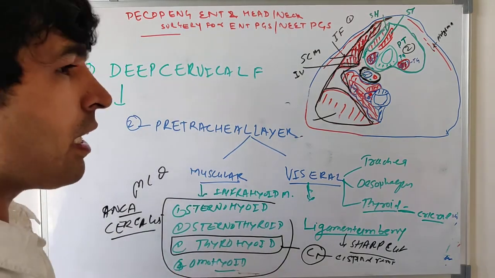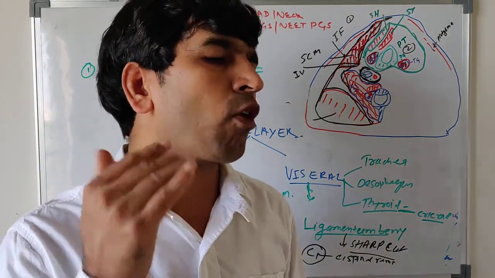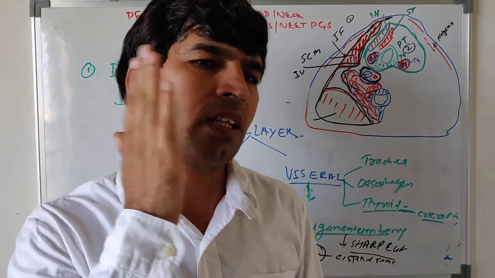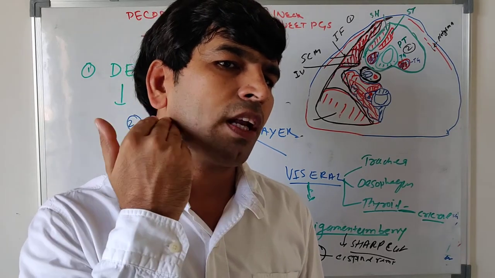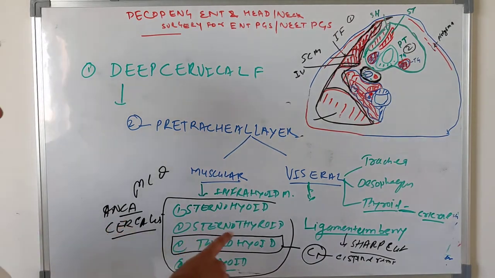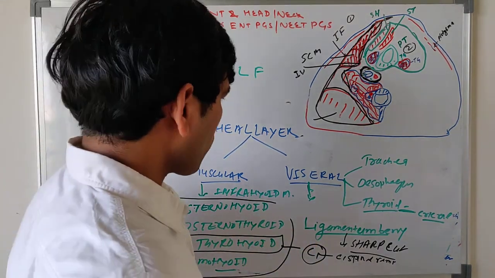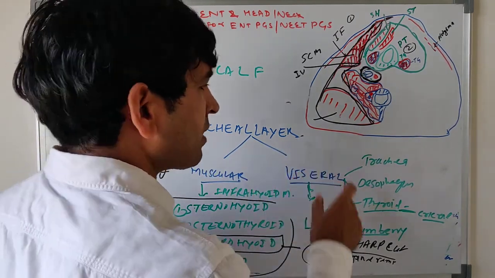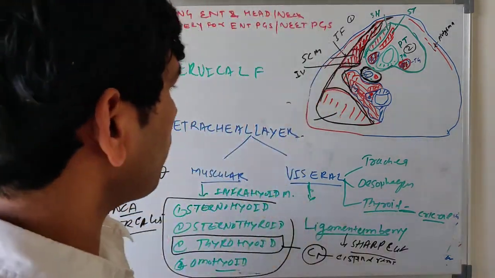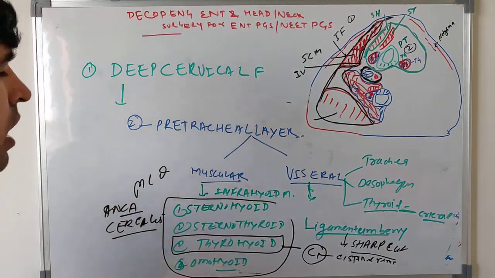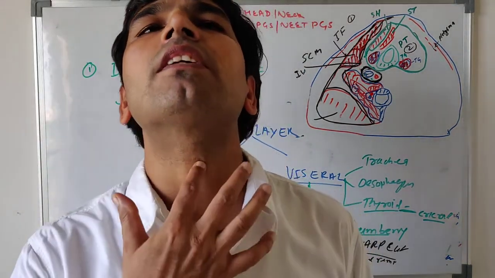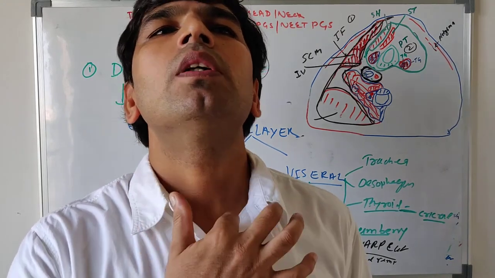Okay. Now, the pretracheal fascia extends above the hyoid as the buccopharyngeal fascia outside the pharynx. This pharynx is covered on the outside by buccopharyngeal fascia, then muscle, pharyngobasilar fascia, and mucosa. So this pretracheal layer extends as buccopharyngeal fascia, which also covers the buccinator muscle here on the face, that is a muscle of facial expression.